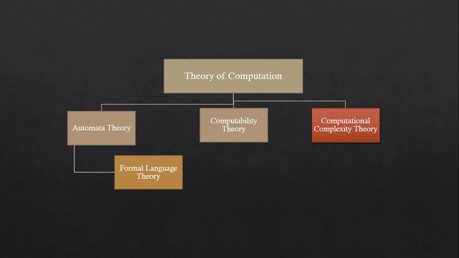We also have formal language theory, which is very closely related to automata theory. In this course, we are going to focus primarily on the first two, that is automata theory and the formal language theory, basically the first portion. We will also take a look at computability theory, but complexity theory will not be a part of this course.